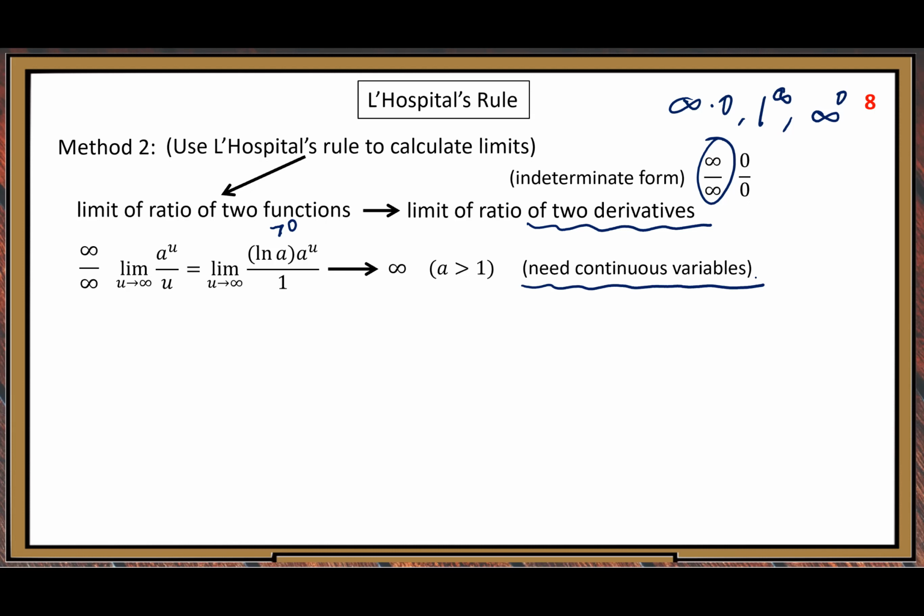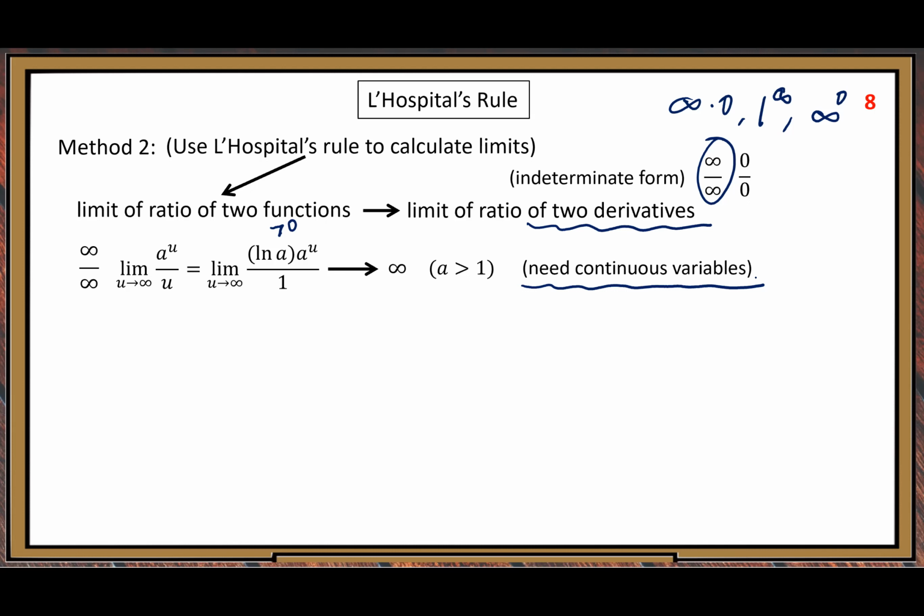Why do you say sometimes legal, sometimes illegal? Because you need to make sure the functions you take derivatives of have continuous variables. Continuous variables: the variable changes continuously, not taking random values or discrete values.